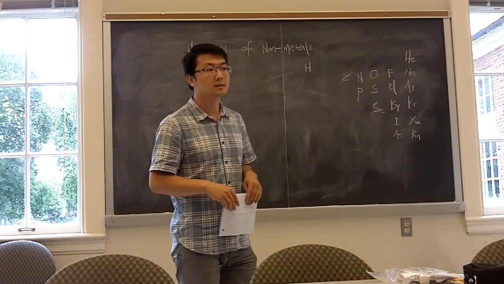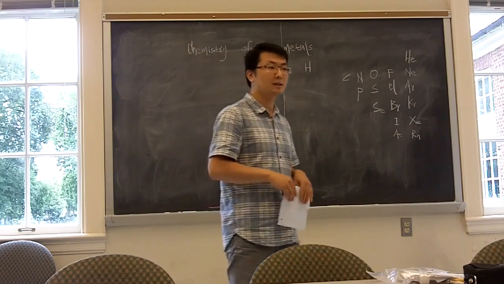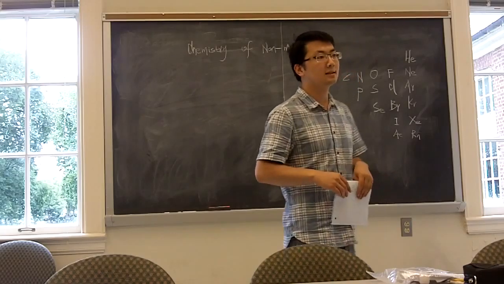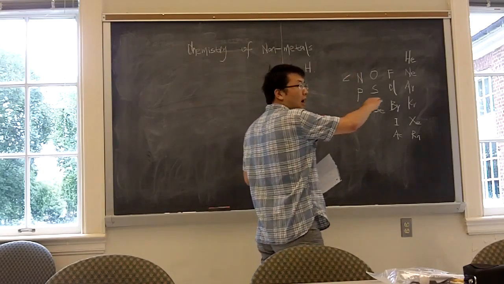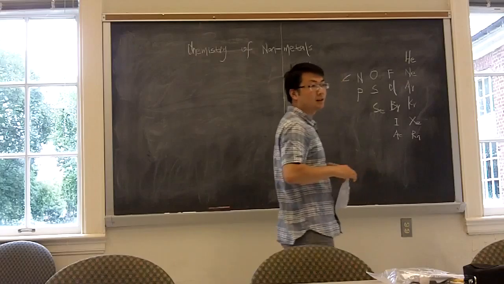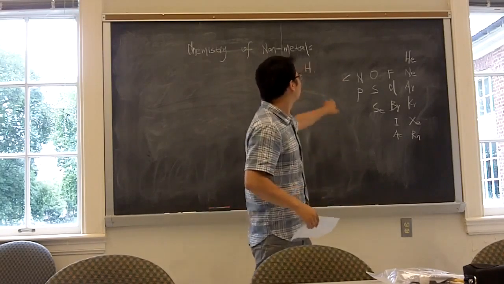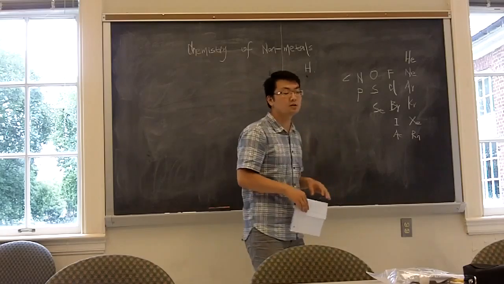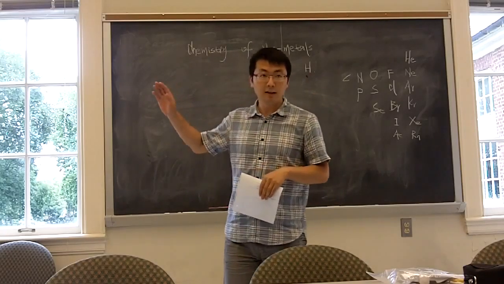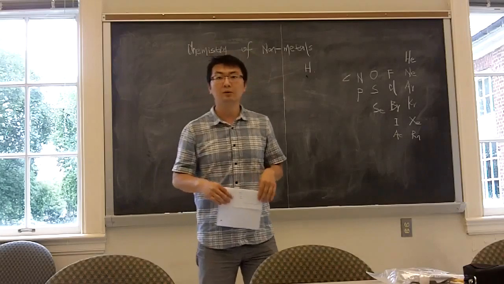On the right side. Yeah, absolutely. Most non-metal elements are on the upper right of the periodic table. Just one is an exception: hydrogen. Hydrogen is on the upper left of the periodic table.